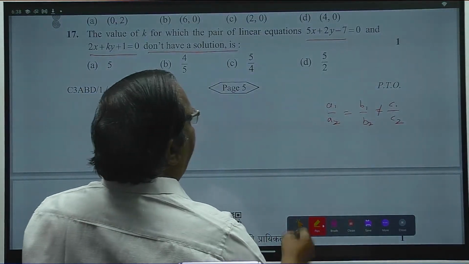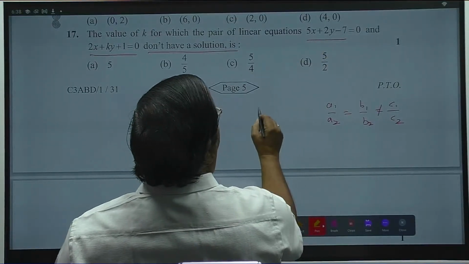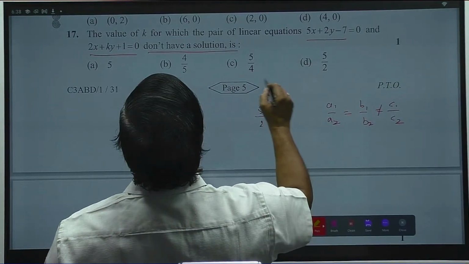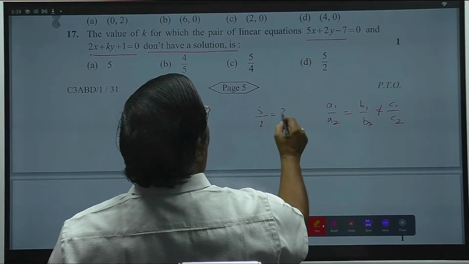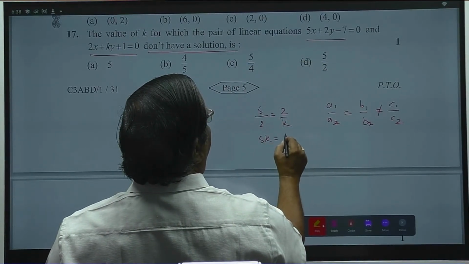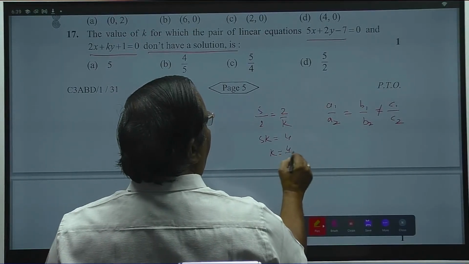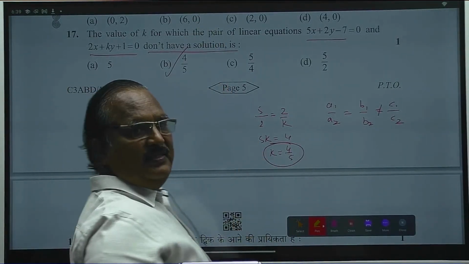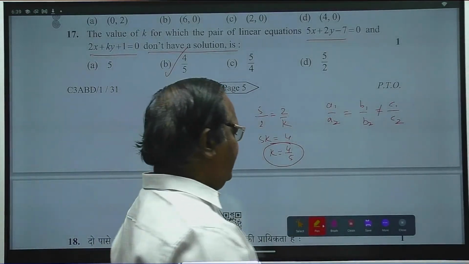So then A1 by A2, A1 is 5, A2 is 2, is equal to 2 by K. So 5K is equal to 4, K is equal to 4 by 5. So 4 by 5 is the answer, right?